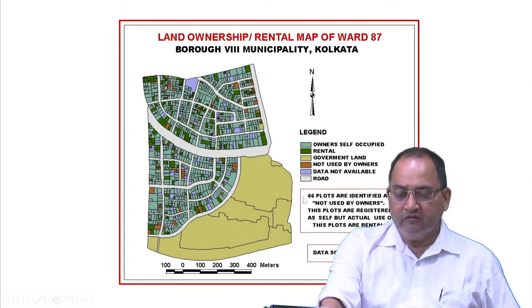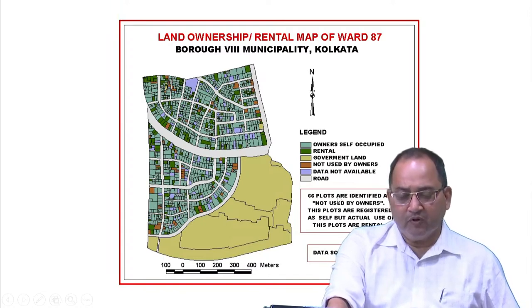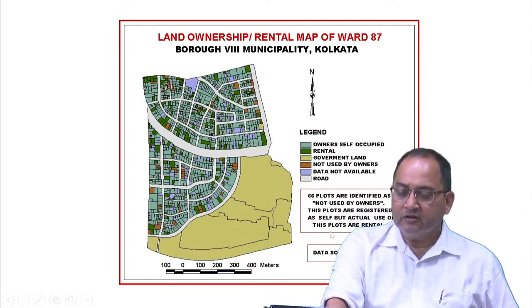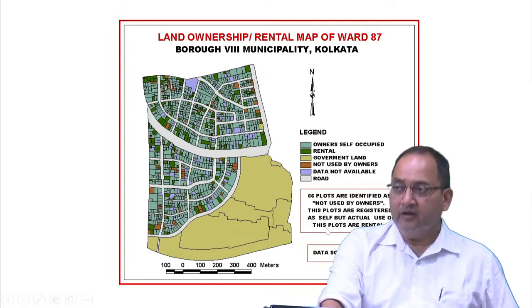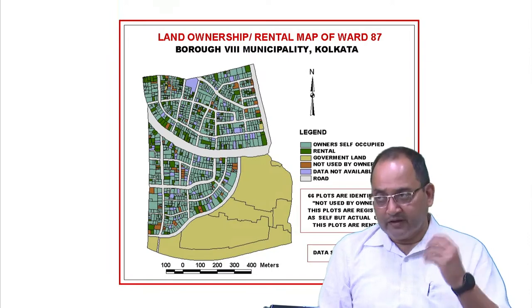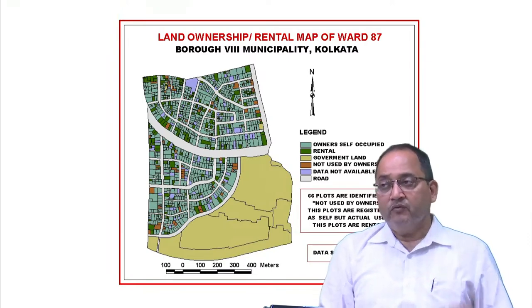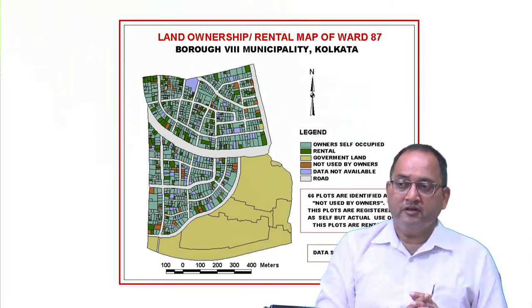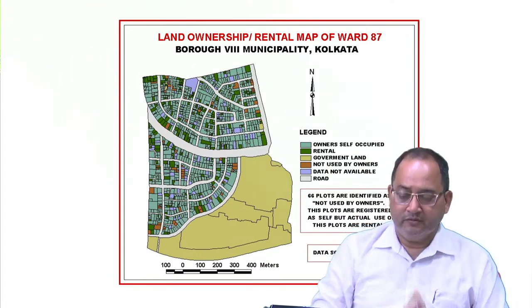Okay, so you see, what we have identified is 66 plots as not used by the owners. So these plots are registered as self, but actually the plots are for rental. So if a property is for rental, that means it should also give more tax. This kind of analysis we can do by integrating the socio-economic data along with the spatial data in a GIS environment.